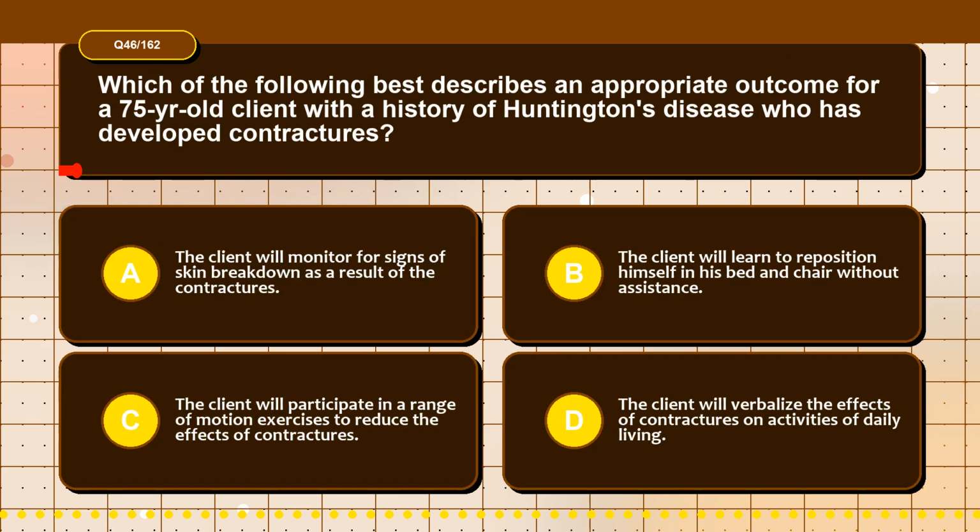Question 46. Which of the following best describes an appropriate outcome for a 75-year-old client with a history of Huntington's disease who has developed contractures? Here are the options. Option A. The client will monitor for signs of skin breakdown as a result of the contractures. Option B. The client will learn to reposition himself in his bed and chair without assistance. Option C. The client will participate in a range of motion exercises to reduce the effects of contractures. Option D. The client will verbalize the effects of contractures on activities of daily living.